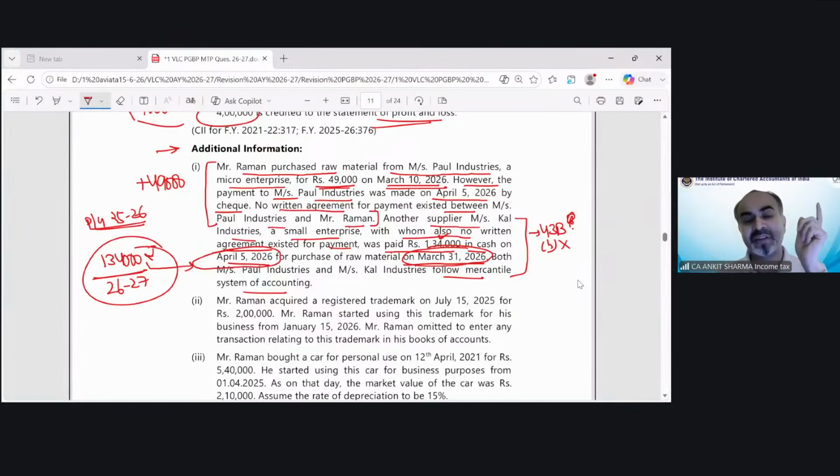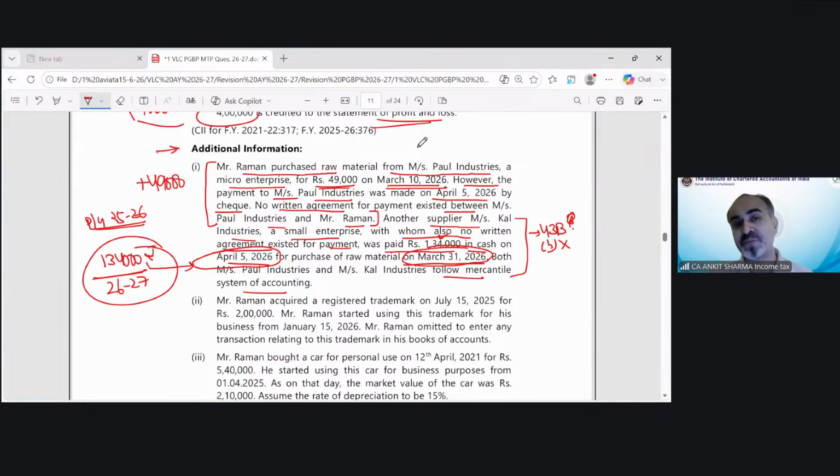That's why it has been written that the mercantile system of accounting has been followed. So this 1,34,000 should have been disallowed, but not in previous year 25-26. It would be disallowed in previous year 26-27, which is not in our solution part. So we will not do anything with 1,34,000 rupees. It is not going to be disallowed in this year, neither under section 43BH nor for the cash payment limit. Got it?